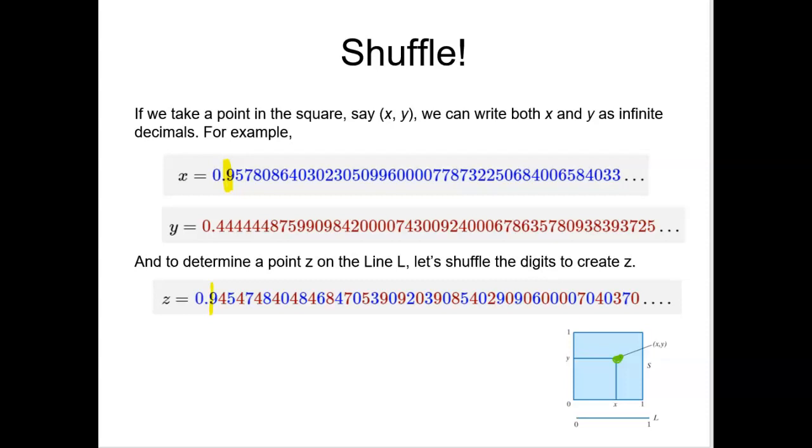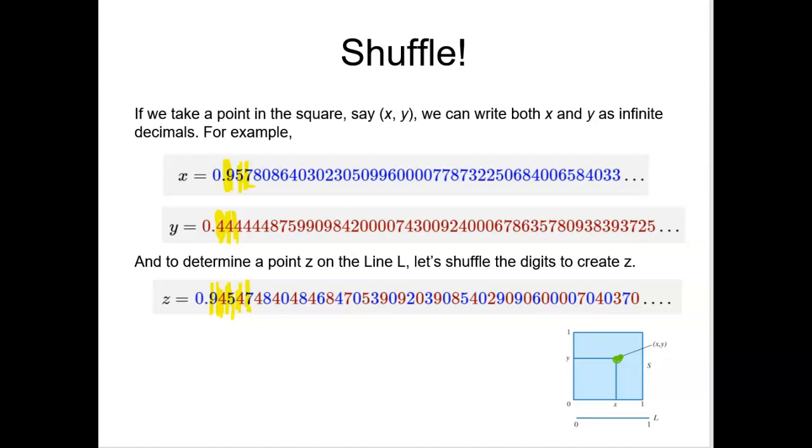And then the first digit in y is 4. Then tacking on the next digit of x, which is 9. And then the next digit of y, which was 4. And then the next digit of x, which was 7, and 4. And we keep repeating that until we get an infinitely long decimal expansion.